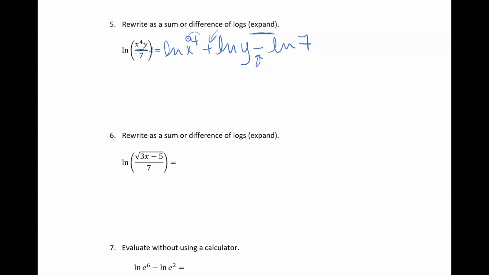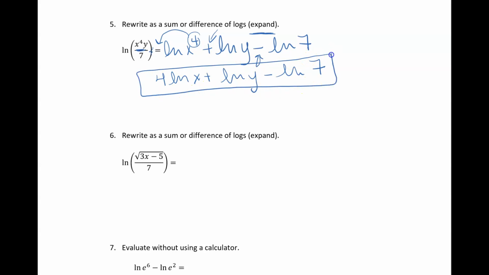And then I'm going to take any exponents and bring them just in front of the logs that they are on and create them as coefficients. So 4 ln x plus ln y minus ln 7. So now I have expanded it out, and in those previous examples, this is what we were looking at and rewriting it as a single log, and so now I'm going backwards with it.